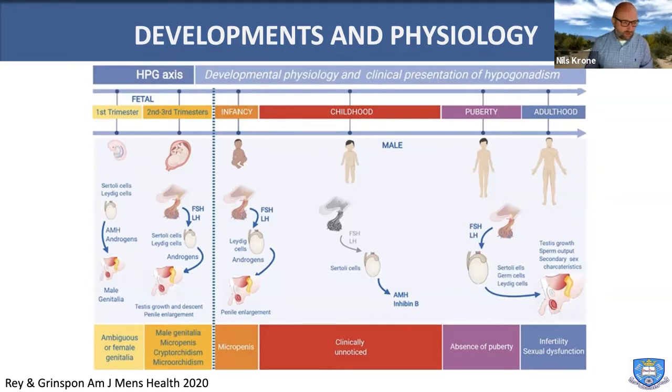This is illustrated here. There's a very nice review which has recently been published by Rodolfo Ray and colleagues, summarizing the development, physiology and clinical presentation of hypogonadism. Illustrated here, in the first trimester you have your Sertoli cells and Leydig cells, AMH and androgens, and the development of the external genitalia. If you have a problem here, you have ambiguous or atypical genitalia, or female genitalia if you have a lack of it. And then later on, that's the time where you have a micropenis or cryptorchidism or small testes.